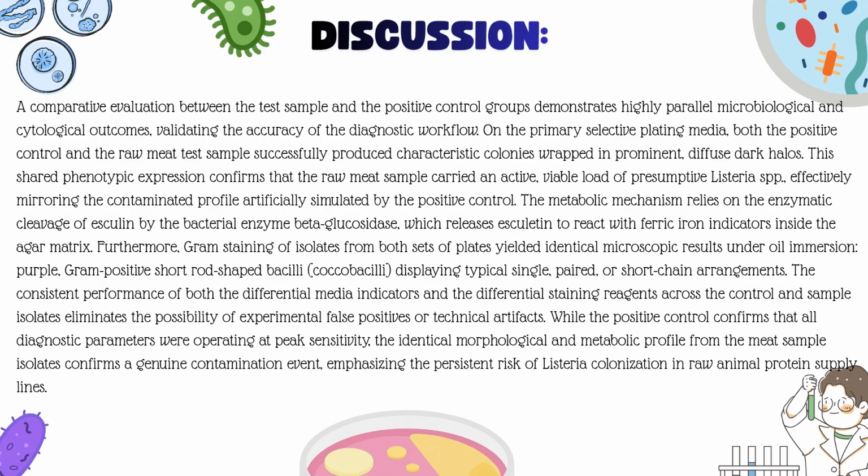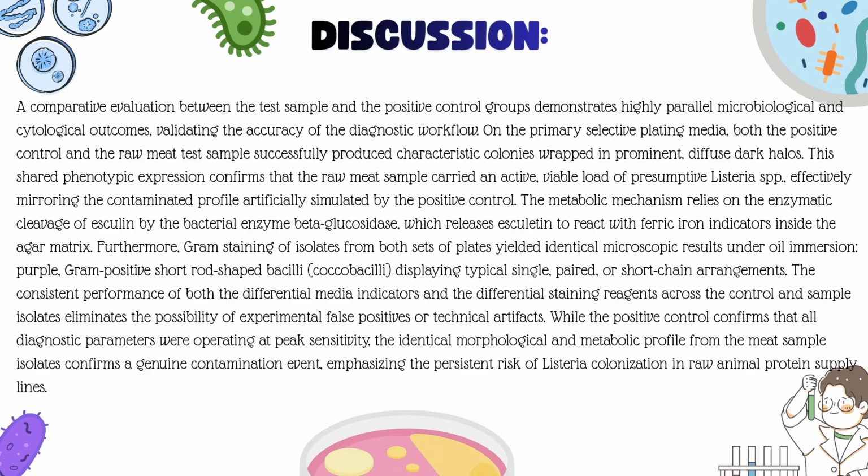The metabolic mechanism relies on the enzymatic cleavage of esculin by the bacterial enzyme beta-glucosidase, which releases esculetin to react with the ferric ion indicators inside the agar matrix. Furthermore, gram staining of isolates from both sets of plates yielded identical microscopic results under oil immersion: purple gram-positive short rod-shaped bacilli, coccobacilli, displaying typical single or short-chained arrangements.